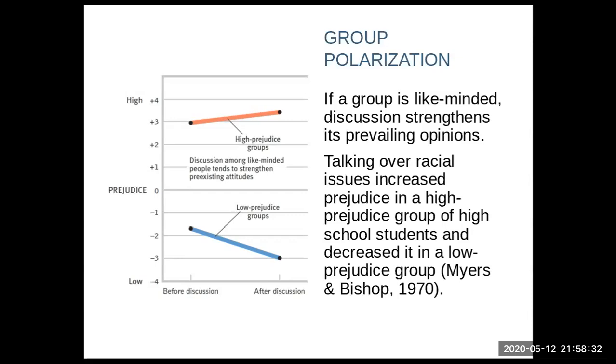And then we had low prejudice groups that really are accepting of everybody, and it doesn't matter your gender, weight, sexual preference, race, religion, anything like that. Those low prejudice groups that talked amongst themselves actually came out after the discussion even less prejudiced. So talking over racial issues increased prejudice in a high prejudice group of high school students, and decreased prejudice in a low prejudice group. So they were even less prejudiced when they came out of that conversation. The high prejudice group was even more.